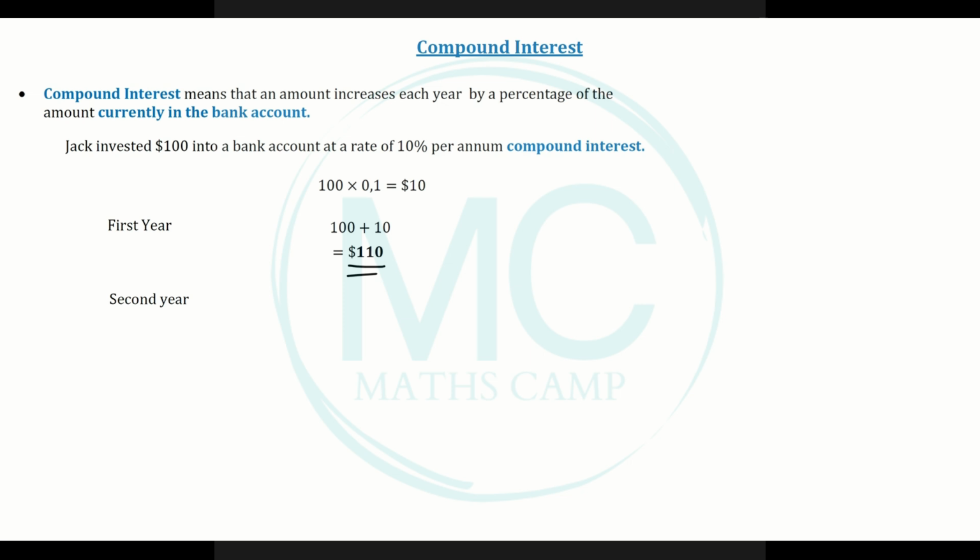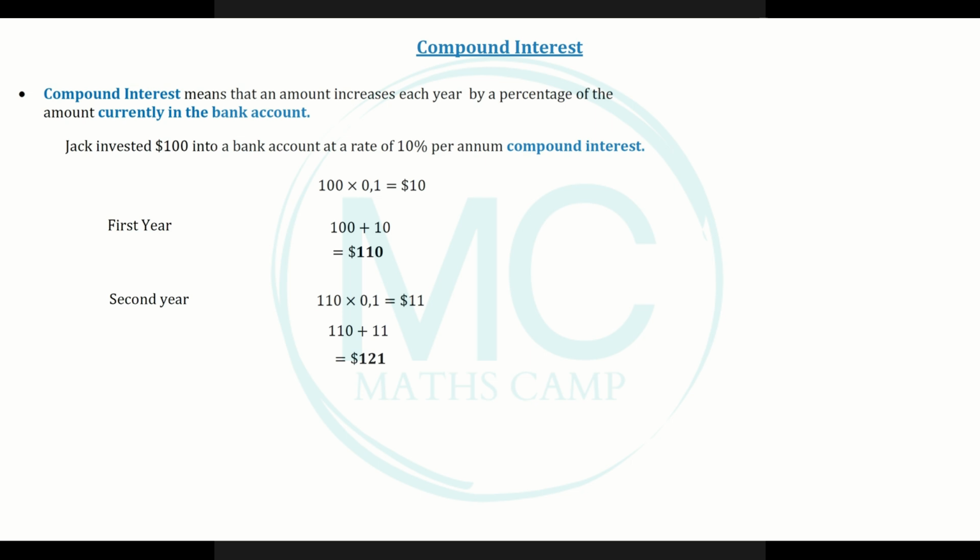After the second year, Jack will have $110 in his account plus 10% of this amount. So let's see how much this is. So we can say 110. Let's change 10% into a decimal. We say multiplied by 0.1, and we get $11. This is the amount that will be added to Jack's account. So we say $110 plus 11, and we get $121. This is the amount Jack has after 2 years.